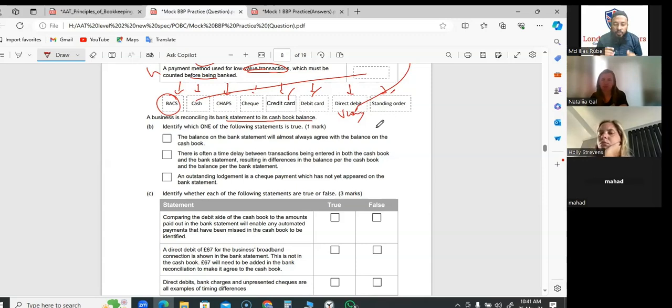Now, there are 2 things before I go through. One is unpresented cheque, one is outstanding lodgement. You need to know these 2 things. Unpresented cheque: cheques I have written, I repeat, cheques I have drawn, ripped off and given to my supplier. When I give any cheque to my supplier, in my cash book I write it, don't I? Or my accountant writes it.